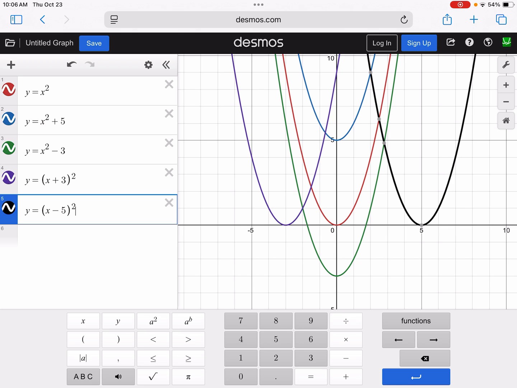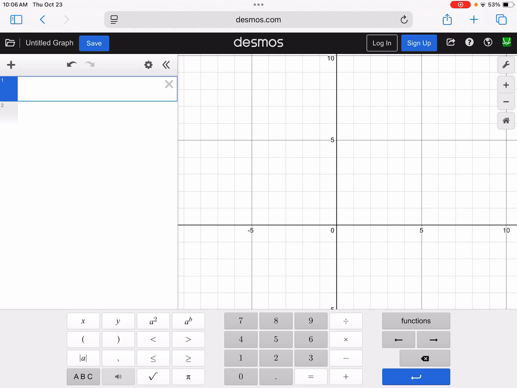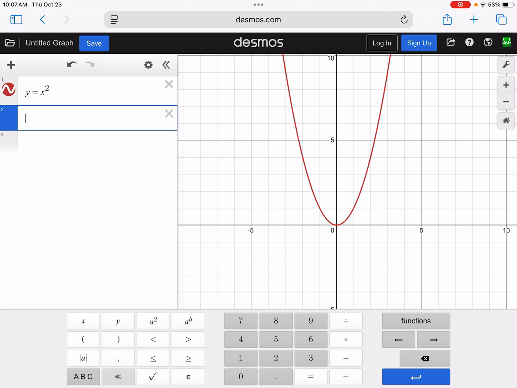Now, what happens if we multiply our function by a number which is greater than 1? Let me take the same function. We have y equals x square, a square function. Now to this function, let's multiply this function by a number which is greater than 1. So let's say we have y equals 5 times x square, 5x square.